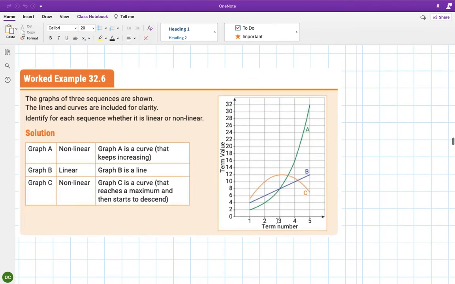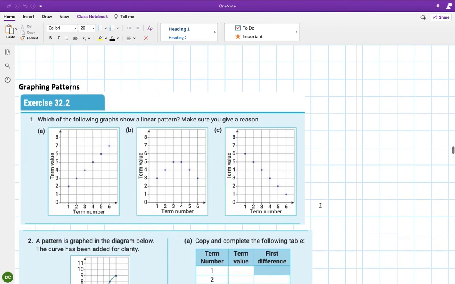Like there's 3 graphs here. The graphs of 3 sequences are shown. The lines and curves are included for clarity. Identify for each sequence whether it is linear or non-linear. So the only linear sequence there is B because that's the only one that's a straight line. The green one has a big curve upwards, so it's definitely not straight. And C curves upwards and then downwards. Either way, both A and C curve.